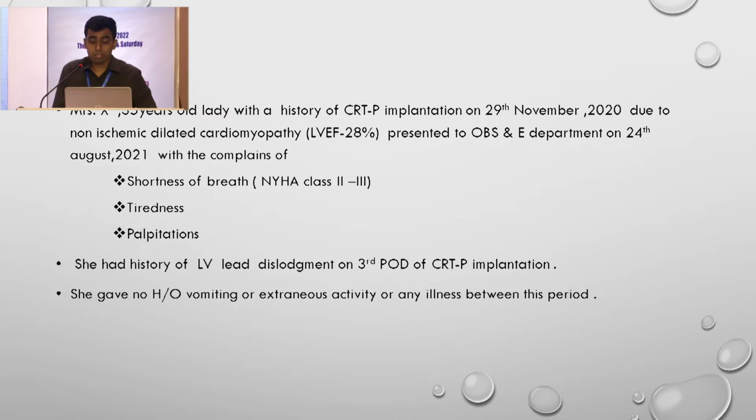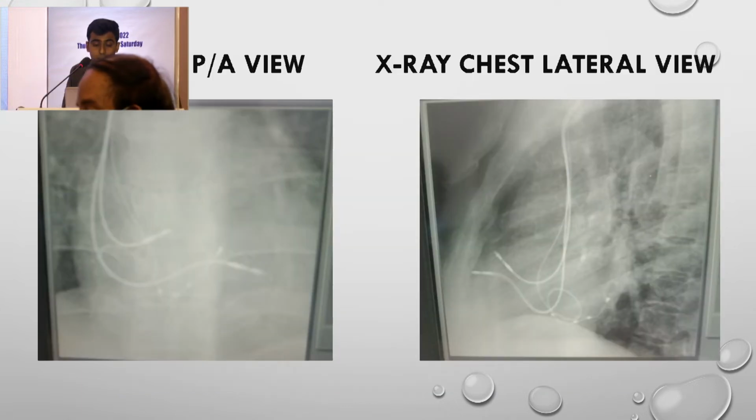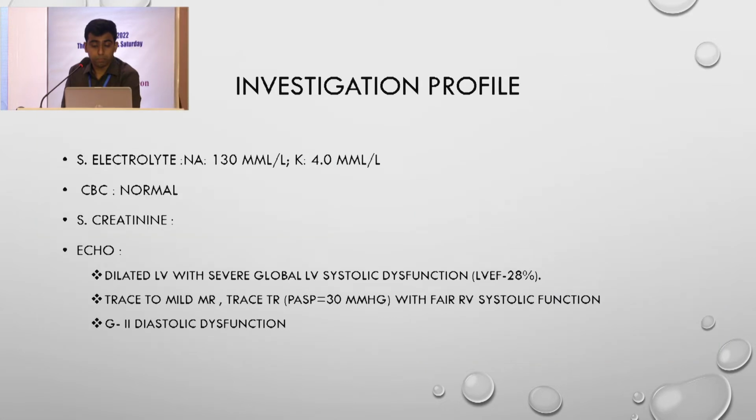On query, she gave a history of LV lead dislodgement in the third period of her CRT-P implantation. She gave no history of vomiting or extraneous activity or any illness during this period. This was her admission ECG, showing wide QRS complexes with only RV pacing, and LV pacing is missing. In view of her history of dislodgement, we interrogated the device, and on X-ray it showed that the LV lead is displaced and looped in the right atrium from the coronary sinus.